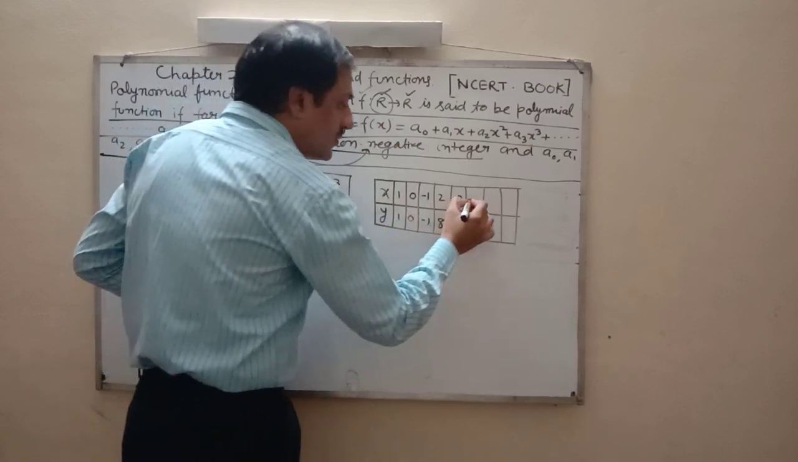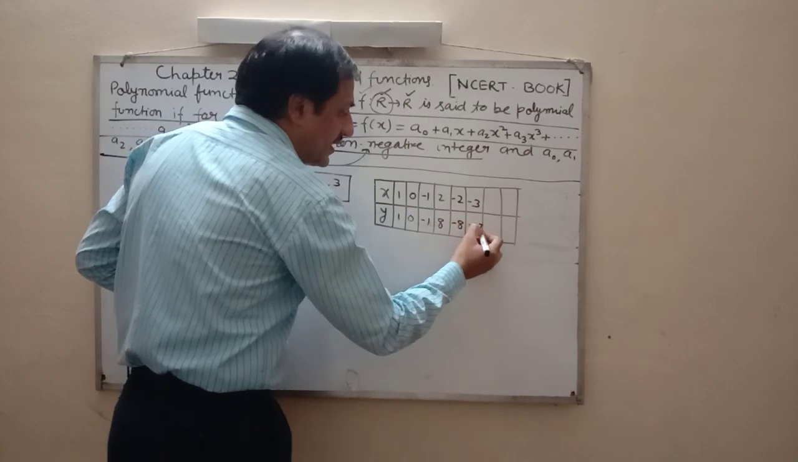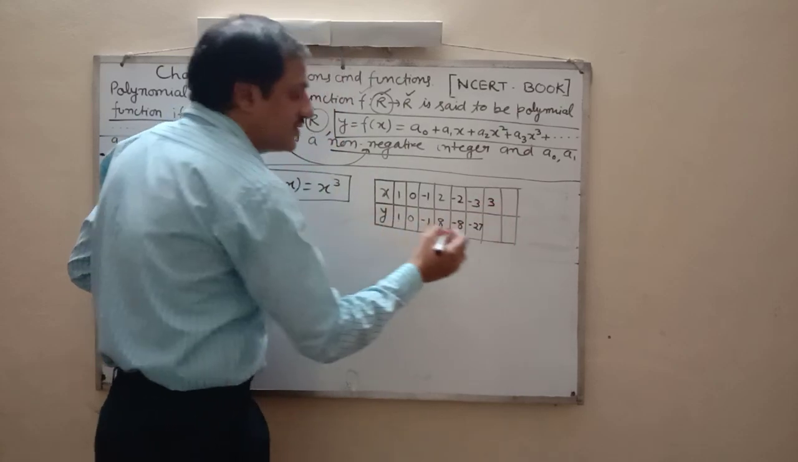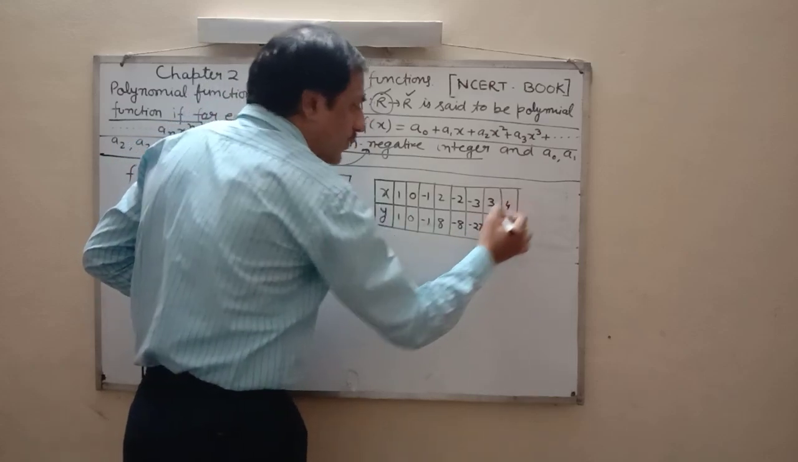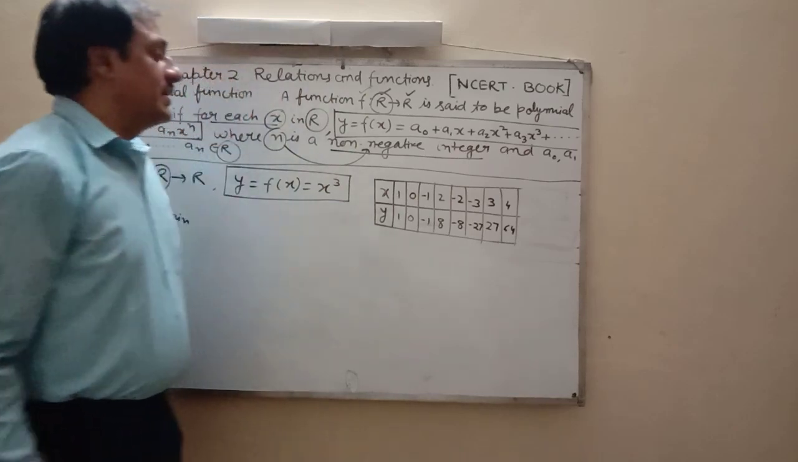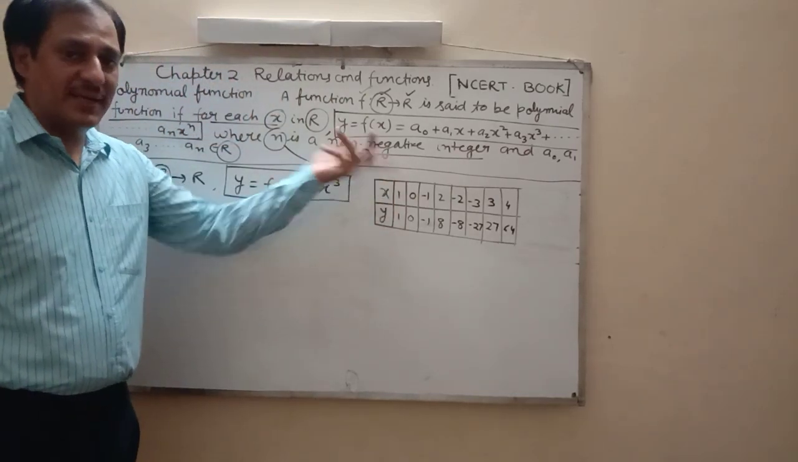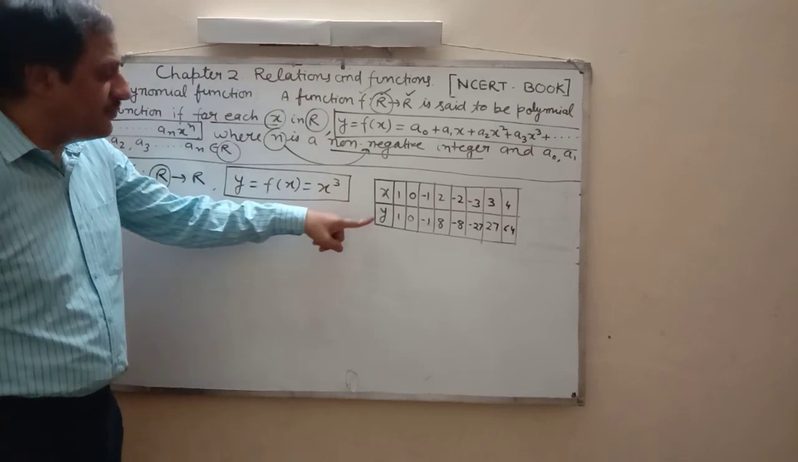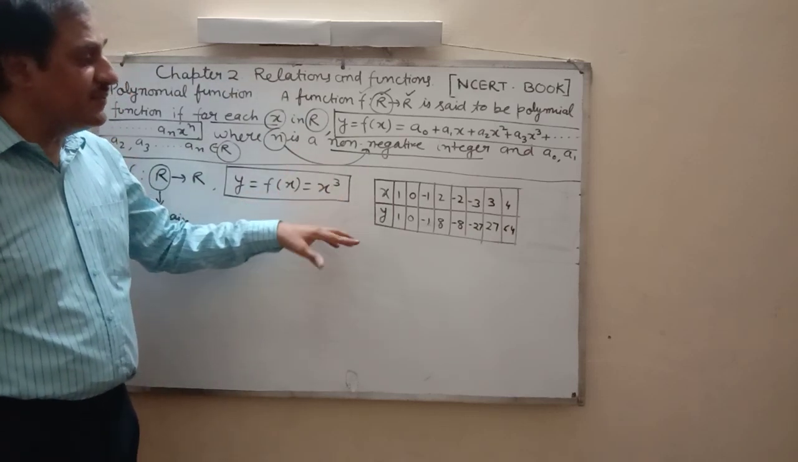If x equals minus 3, the value of y is equal to minus 27. If x equals 3, the value of y is equal to 27. If x equals 4, what will be the value of y? 64. Here, the value of x is either positive or negative, but what about the value of y? The value of y is also positive or negative.